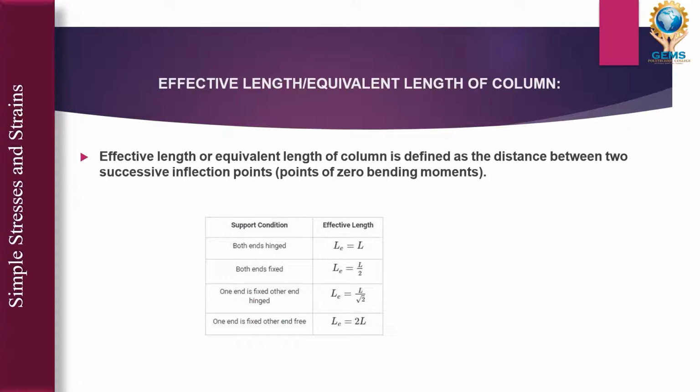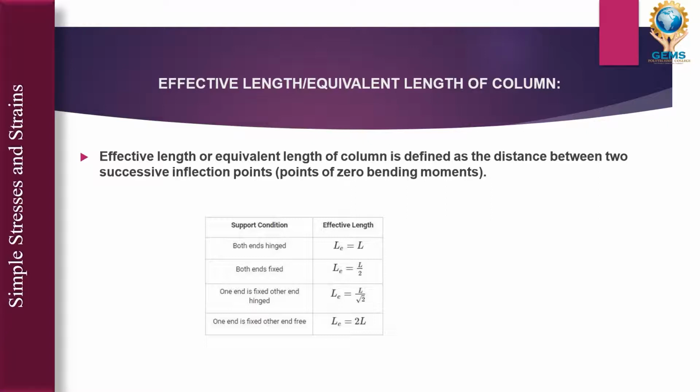Now we are going to see what is effective length or equivalent length of a column. This is very important when solving numerical problems, because they will always give the normal length, but you have to calculate the effective length. Why? Because when we use the formula, the effective length value is to be used. Understand? The effective length dimension will be inserted in the formula. So you must know the effective length for all the conditions.